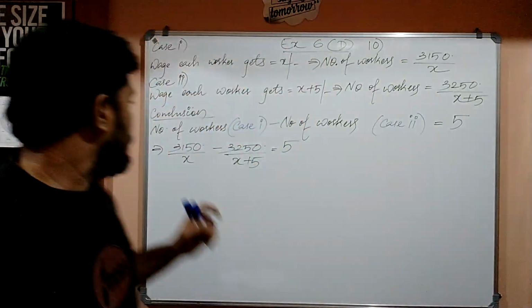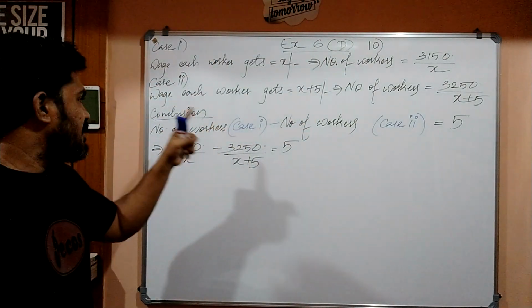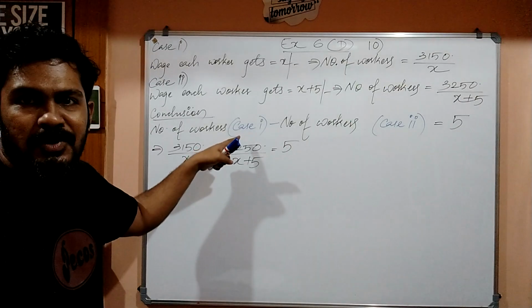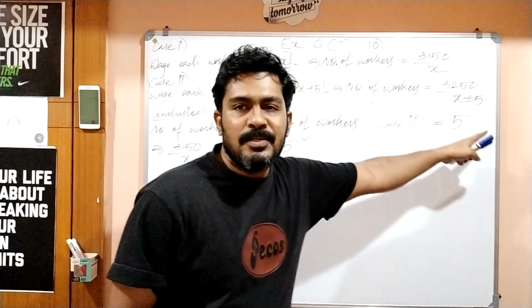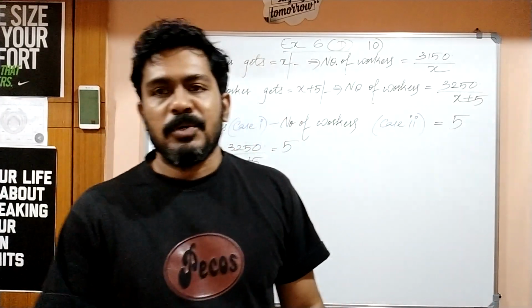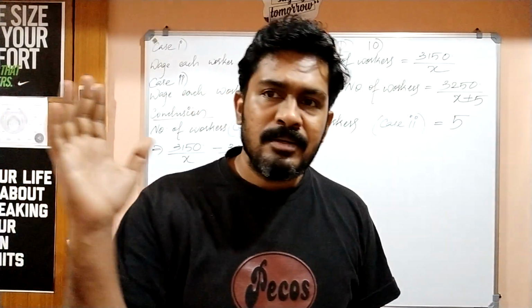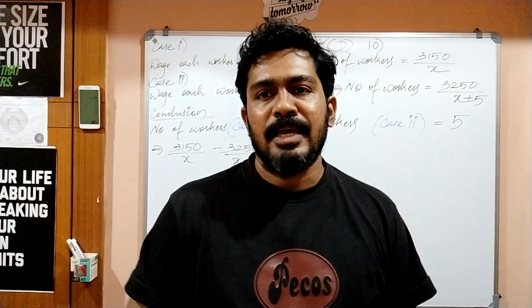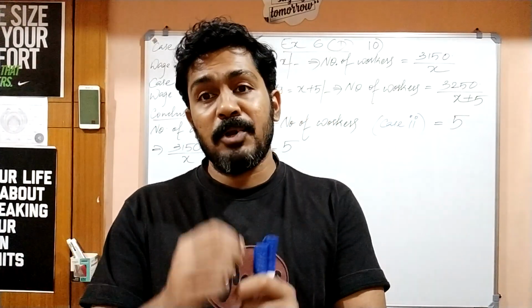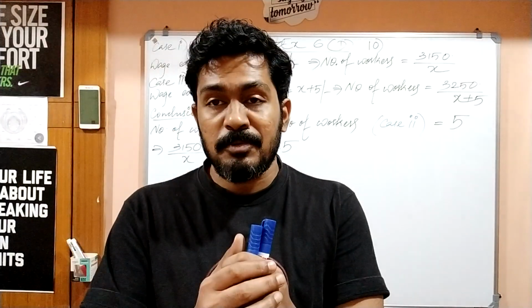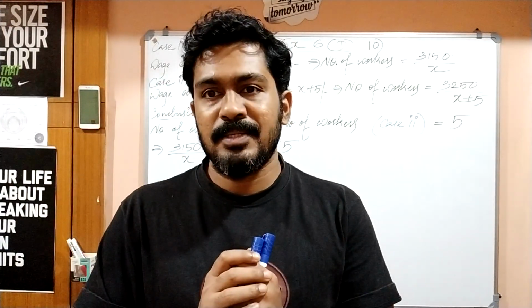Now children, the conclusion: the number of workers in case number 1 minus the number of workers in case number 2 is equal to 5, isn't it? Because what is happening? After the owner increases the wage of each person by 5 rupees, the number of workers is getting reduced by 5, isn't it?